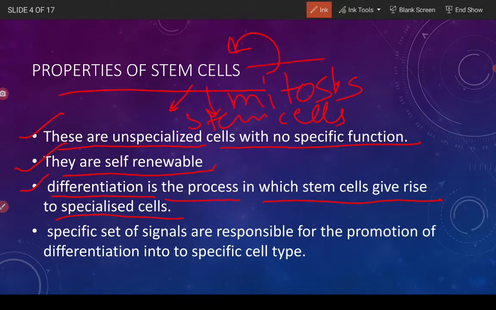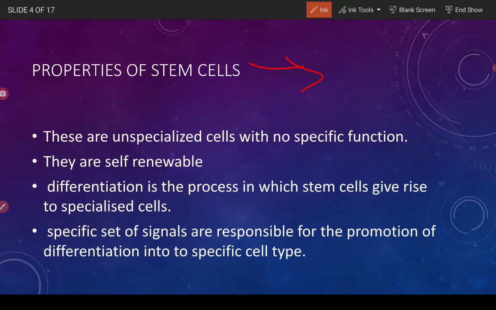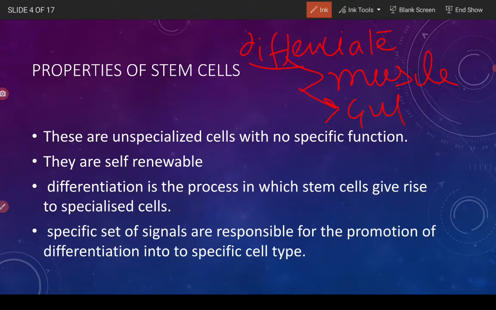Now if differentiation of the stem cell occurs, it could differentiate to form muscle cells, gut cells, blood cells. It could form any kind of cell by differentiation. So that is the third.